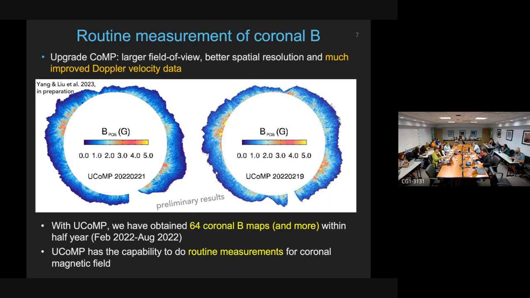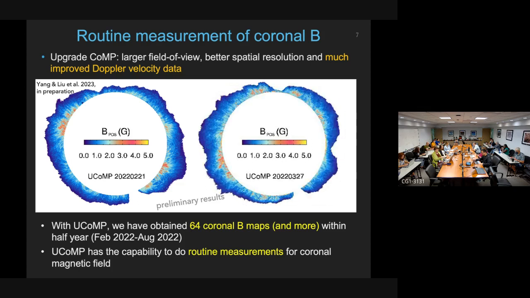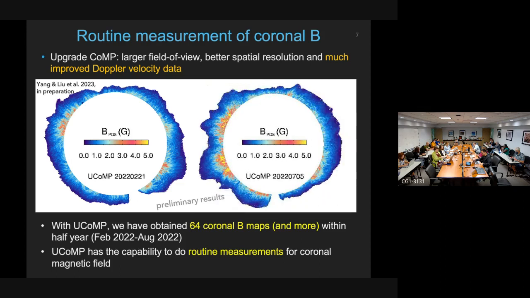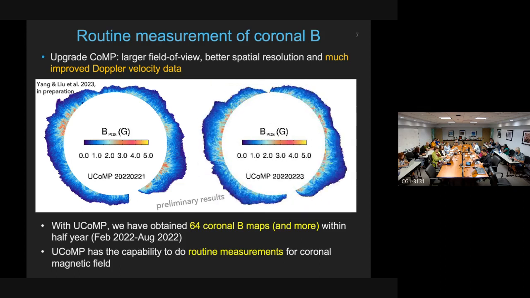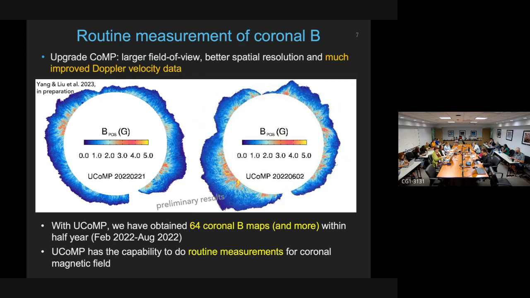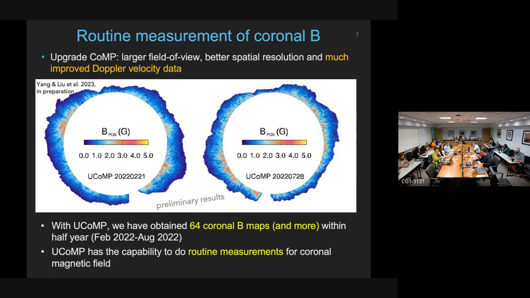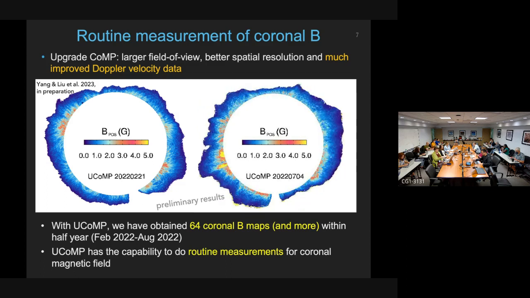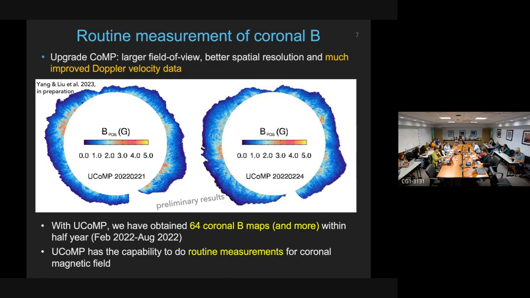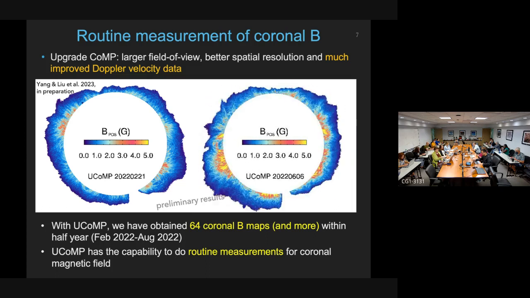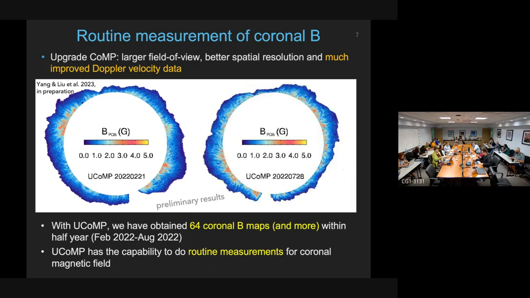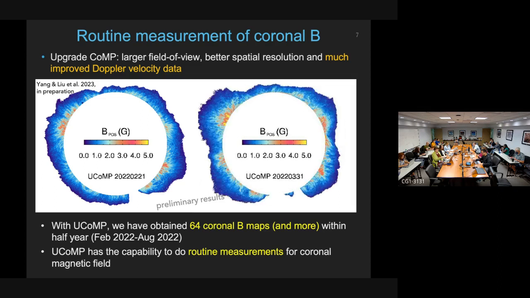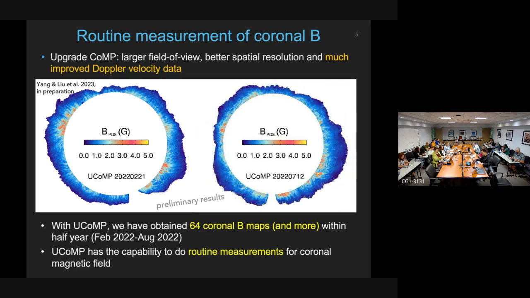So we have already obtained 64 corona magnetic field maps within 6 months, from February to August 2022. And this implies that UCoMP already has the capability to do this kind of routine measurement for coronal magnetic field using wave observations and applying the 2D coronal seismology.